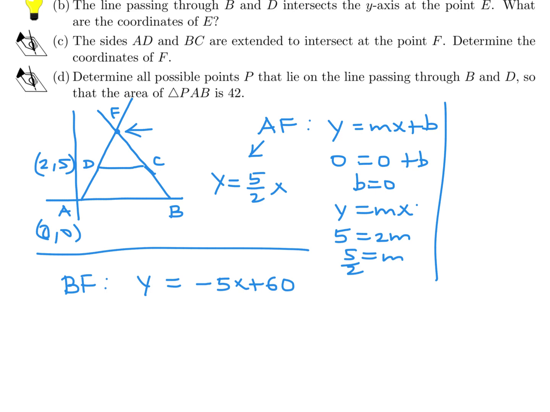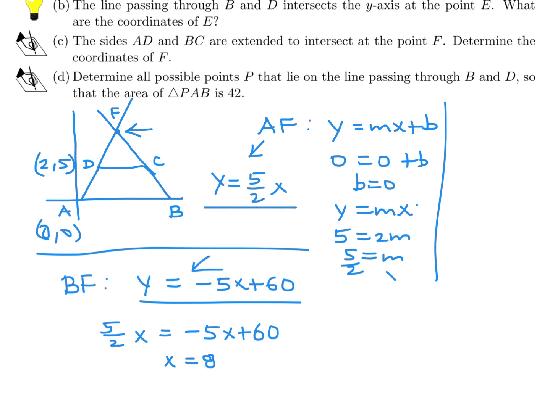All right, so then what you do is just set those two equal to each other. So 5 over 2 x is equal to minus 5x plus 60. And solve that equation, which I am certain you can do, right? When you do, you get x equal to 8, and then sub that 8 back into any one of these equations. When you do, you get y is equal to 20. So the F coordinate is 8 and 20.